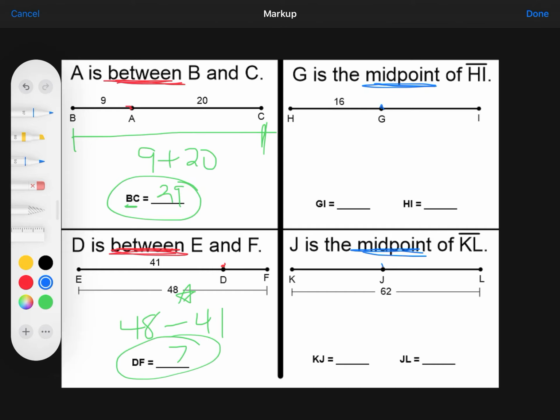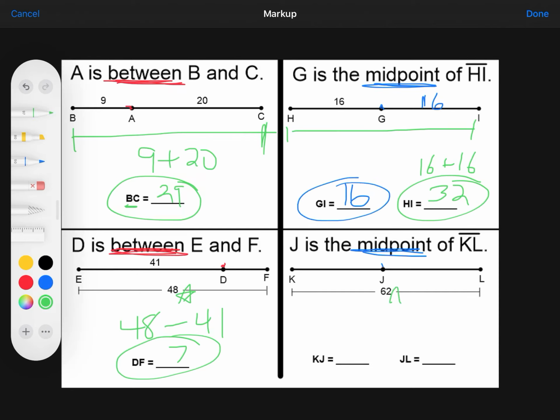Midpoint problems, on the other hand, are a little different. The part on the left is equal to the part on the right. So the part on the left was 16, the part on the right, GI, is 16. And then, like the problem right next to it here, you still add, because we're putting the parts together. H to I all the way across is 32.